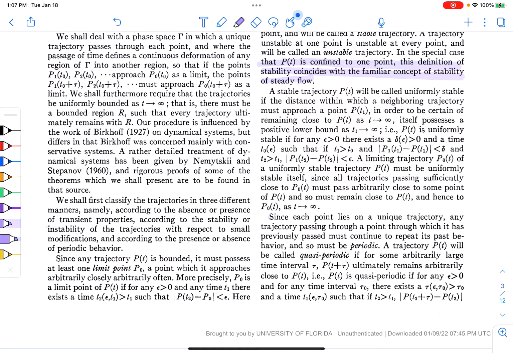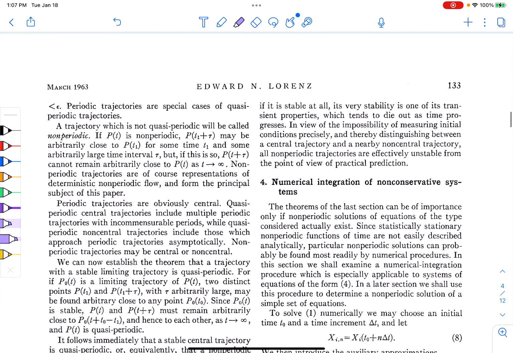One more thing is his definition of periodic and quasi-periodic. Periodic means that you'll be going, say, back and forth between two points in a predictable, exact manner, which almost never occurs in these types of systems when nonlinear. And of course, the title is non-periodic. A trajectory which is not quasi-periodic will be called periodic. It's that simple. If you're in none of those other cases, then you're in quasi-periodic. And we'll look at what that means in a second.